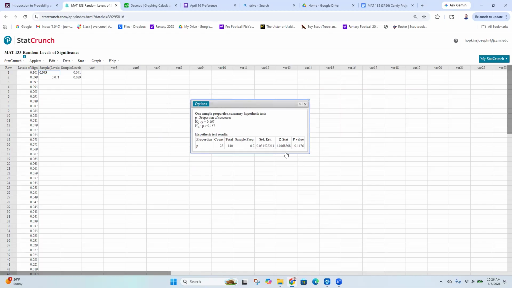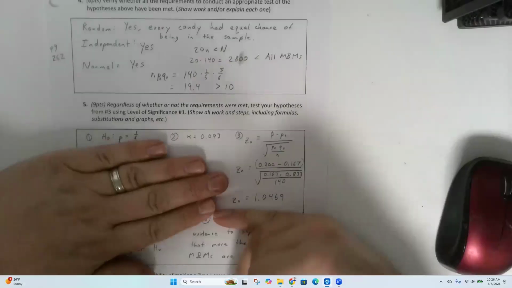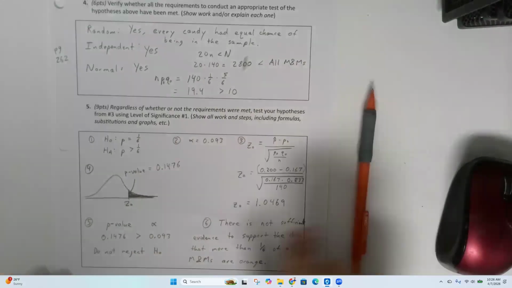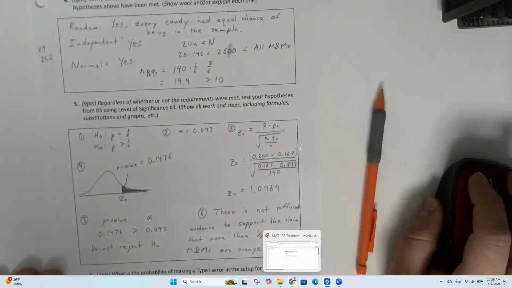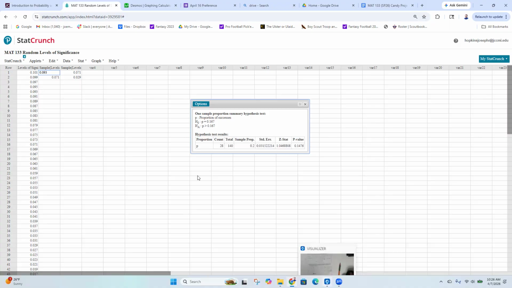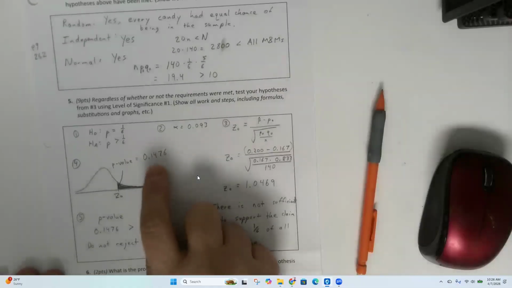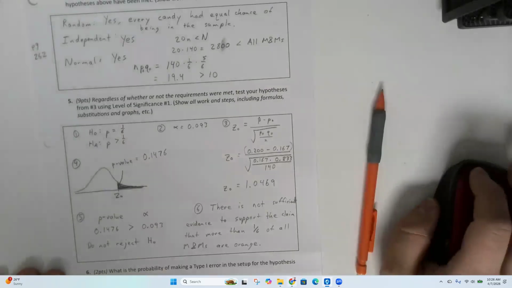And here is our results for this hypothesis testing. So our p hat was 0.2. Our z stat is 1.04688, which is the same number that I got when I typed that into Desmos. So I didn't have to do all of this stuff in the calculators. Could have just put it in StatCrunch and gotten this. And then the p-value that it gave me is 0.1476. That's right here. I got that from the normal calculator, so you can do that in StatCrunch as well.